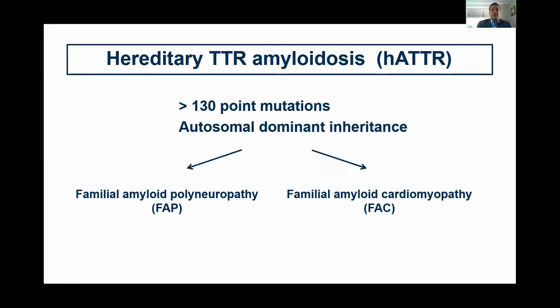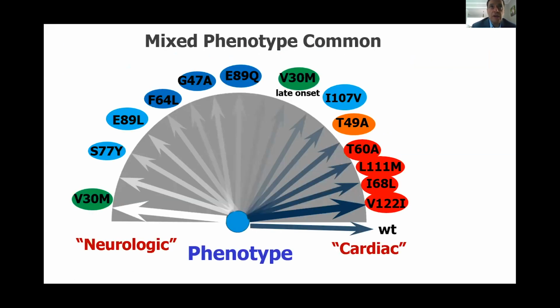And it's very important to make the diagnosis of hereditary ATTR amyloidosis because there have been over 130 point mutations described. The disease is inherited in an autosomal dominant fashion. Typically, those mutations that present with a more neuropathic phenotype have been dubbed familial amyloid polyneuropathy, or FAP, and those with more of a cardiac phenotype, familial amyloid cardiomyopathy, or FAC. Now, it's notable that this nomenclature is going by the wayside because the majority, if not all, of the mutations have some degree of a mixed phenotype.